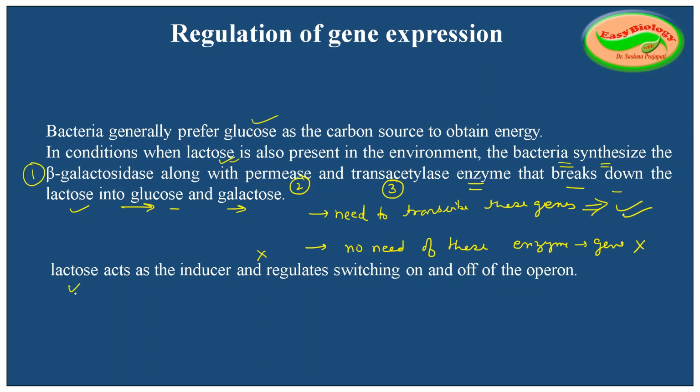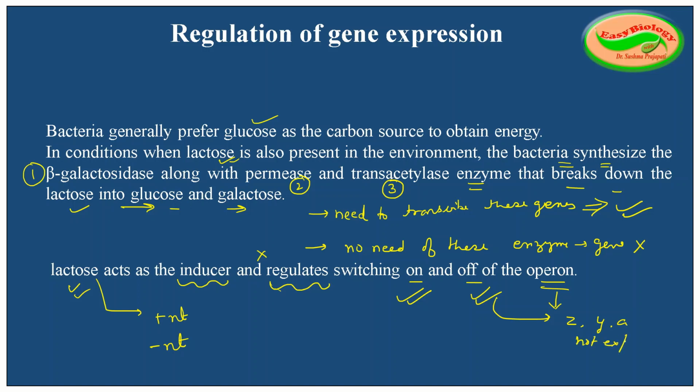So lactose acts as the inducer and it regulates the switching on and off of the operon. If lactose is present in the medium, it will switch the operon on. If it is absent in the medium, then it will switch the operon off. And when the operon is switched off, the genes Z, Y, and A will not be expressed. Okay, so let us see it in detail.